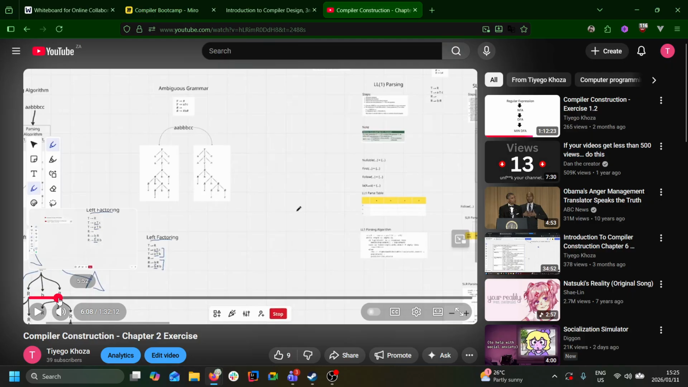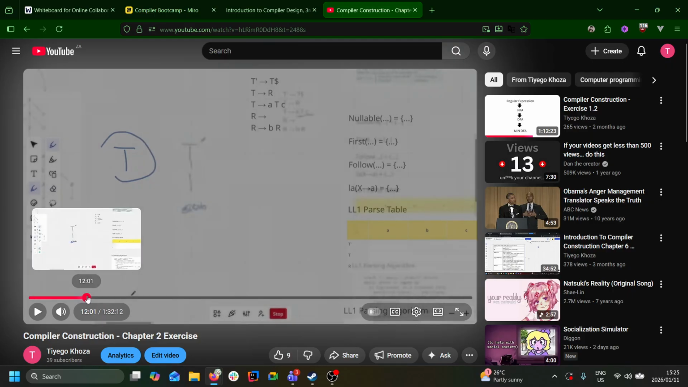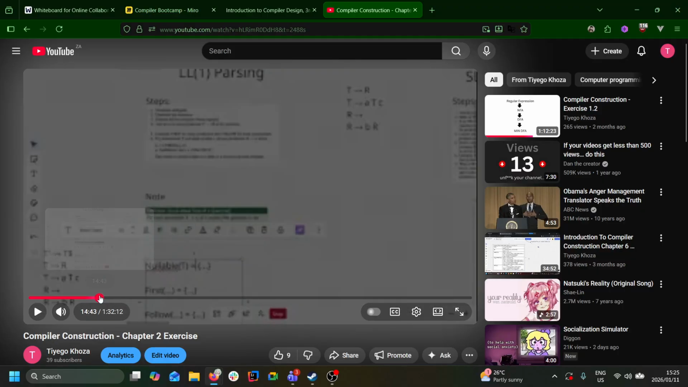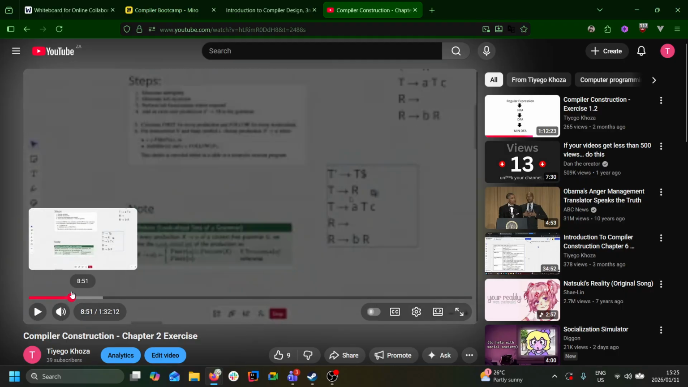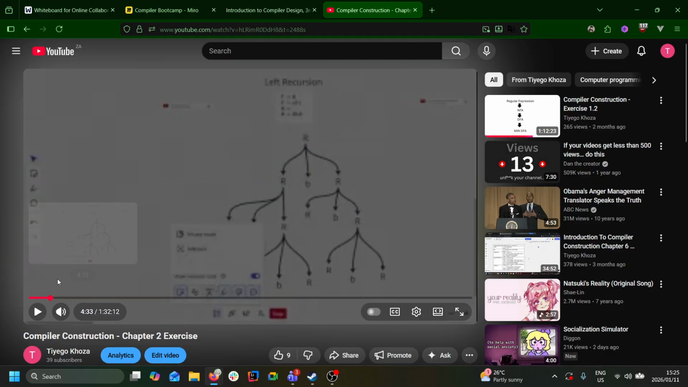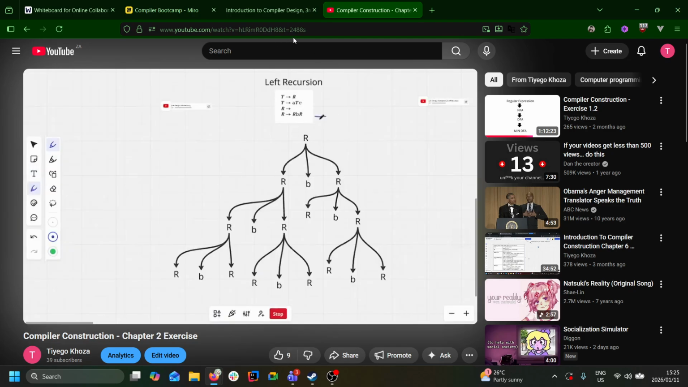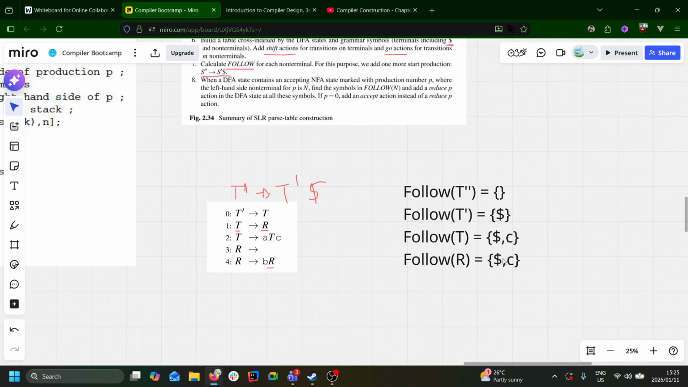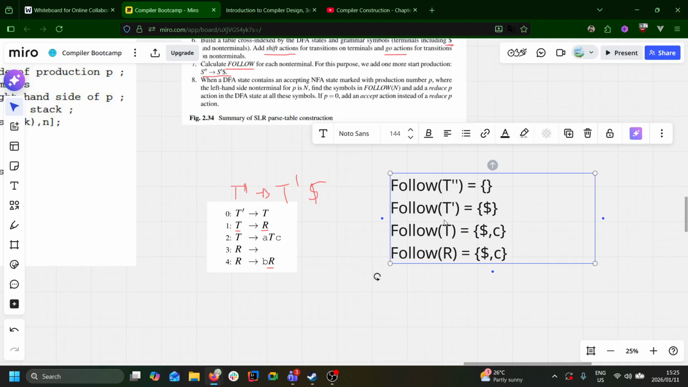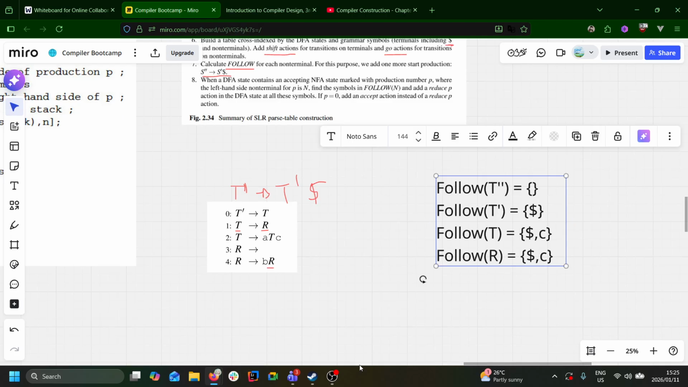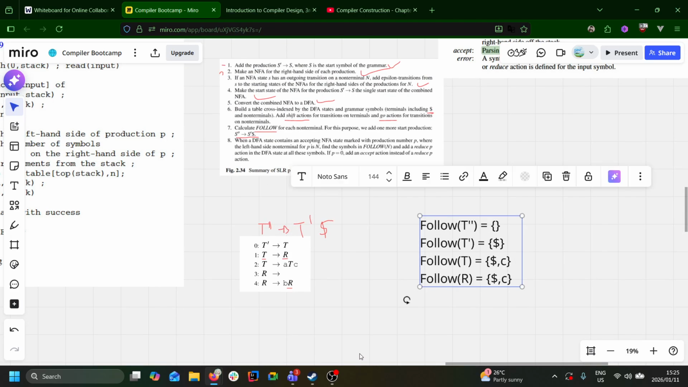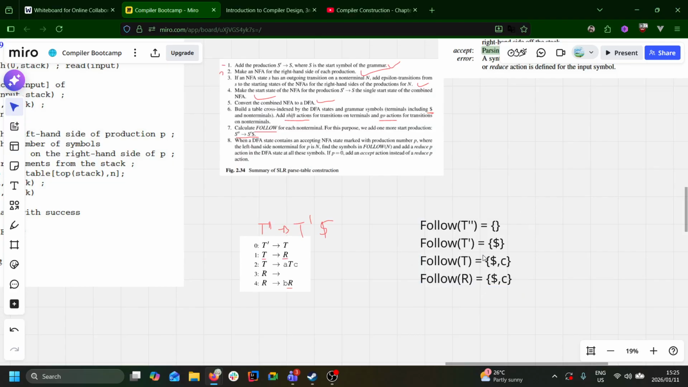I do explain in a visual way how this rule works and how to find the first and follow and the nullable, at least what it means, in this video over here. So yeah, I do explain the concepts as well. So with this, is there any question on how to find the follow? It's fairly quick and simple in my opinion.